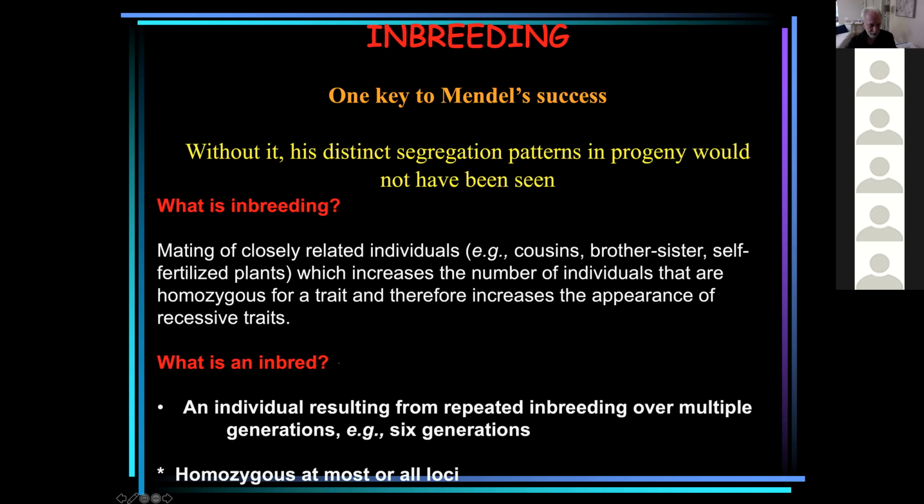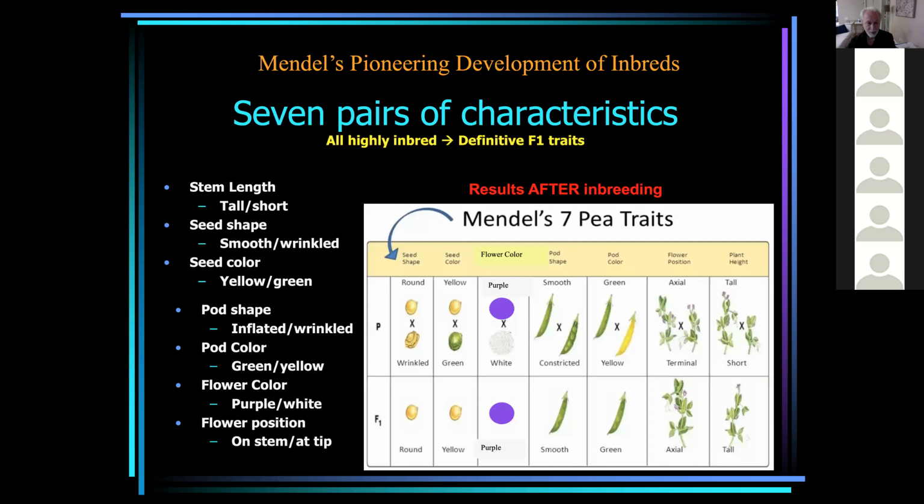What is an inbred and what is inbreeding? You achieve homozygosity by inbreeding. And here are the 7 traits that Mendel chose to study. He looked at seed shape, and I should emphasize here that all of these pictures represent results after inbreeding.